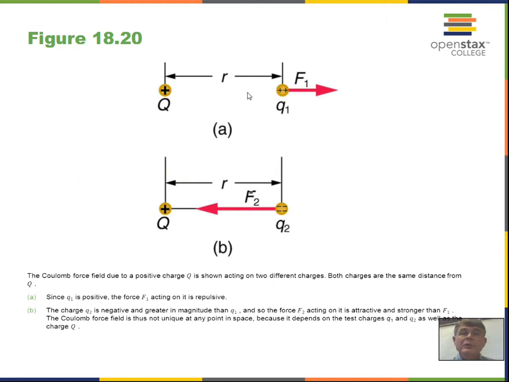Here we have two charges, one with a single positive charge, the other a double charge, and the force is repelling. Here we have the same positive charge, but now 4 negative charges, and the force is larger, and now it's attractive because we have opposite sign charges.